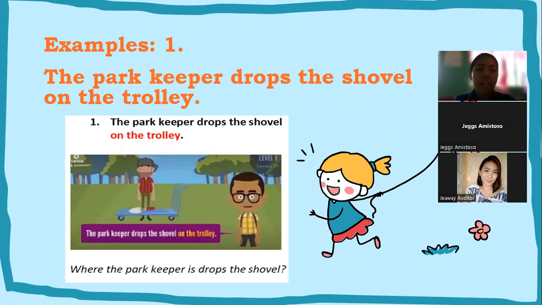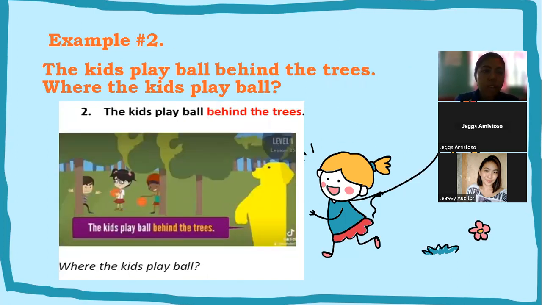Okay, let's have here example number one. The park keeper drops the shovel on the trolley. So where the park keeper dropped the shovel? How about Jags? It's on the trolley, teacher. Very good. In the next picture, the kids play ball behind the trees. Where the kids play ball? Behind the trees, teacher. Very good.